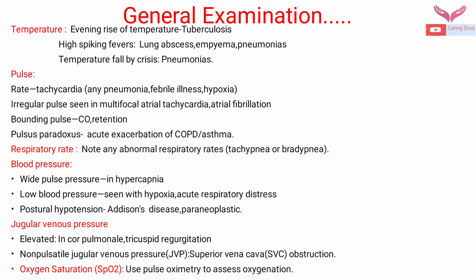Check for blood pressure. If there is wide pulse pressure, it is seen in hypercapnia. Low blood pressure can be a sign of hypoxia, acute respiratory distress syndrome. Postural hypotension is seen in Addison disease, paraneoplastic diseases. Look for JVP. If it is elevated, it is seen in cor pulmonale, tricuspid regurgitation. Non-pulsatile jugular venous pressure is seen in superior vena cava obstruction. Check for oxygen by pulse oximetry.